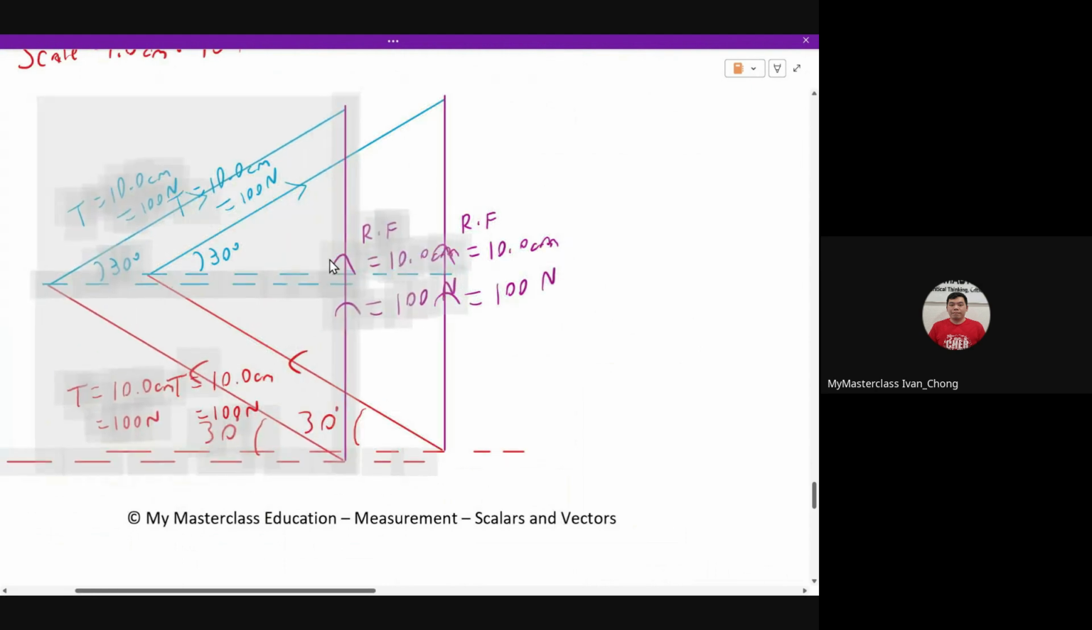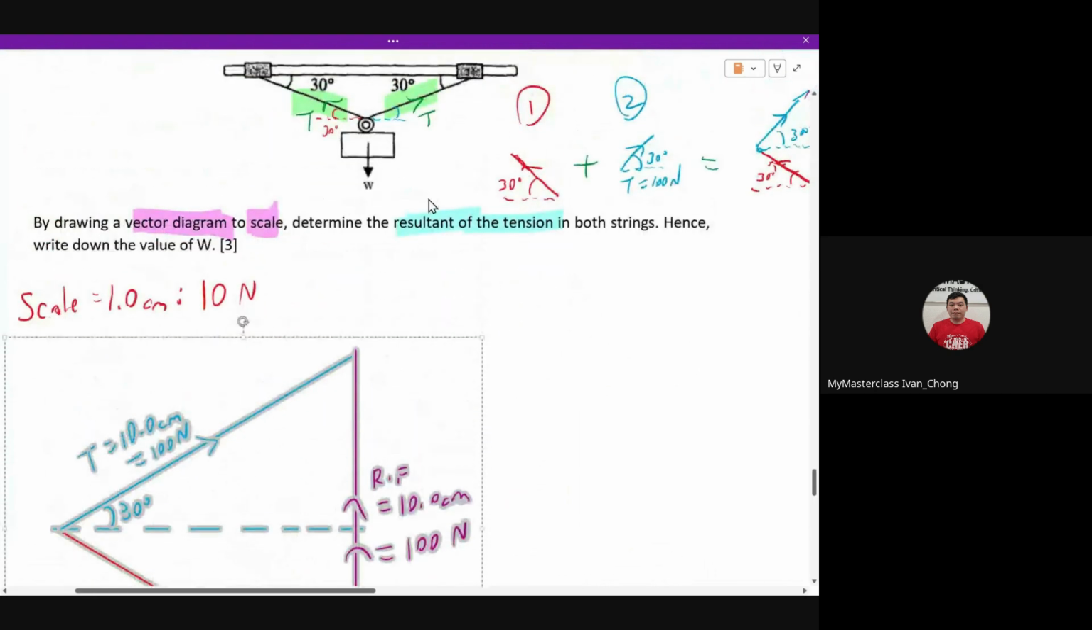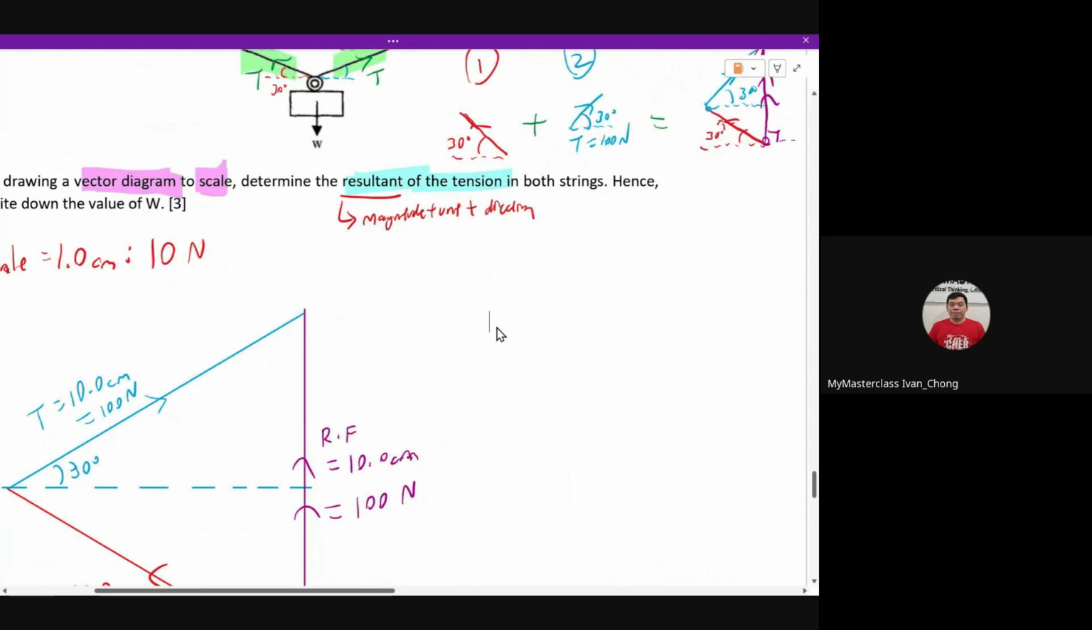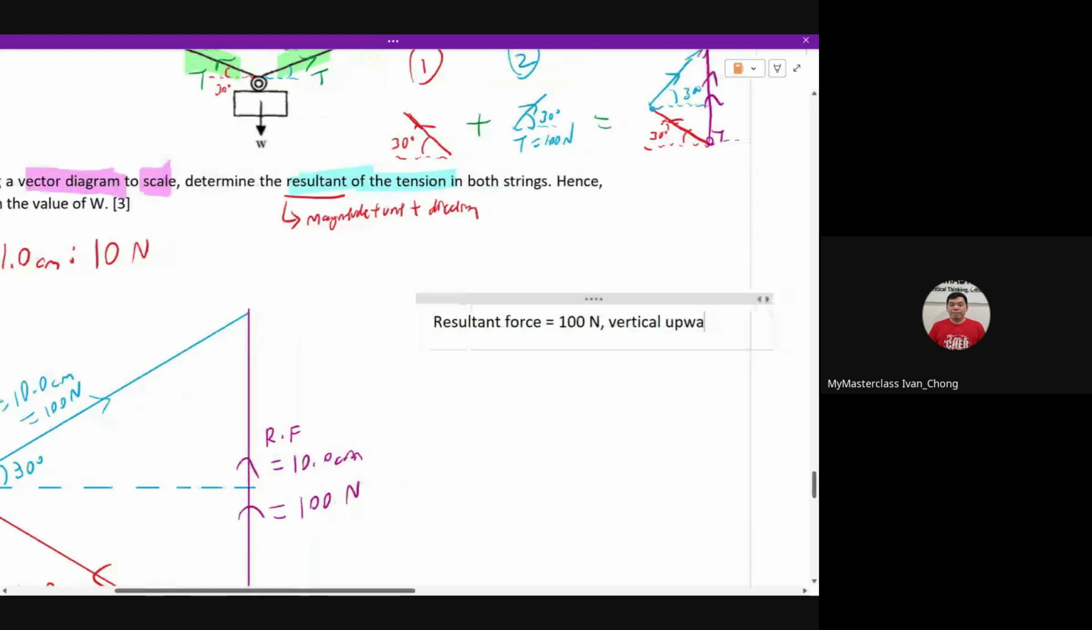So do I need the angle? Yes, because they just tell you to find the resultant. Now, if they just say resultant here, you need to have magnitude, unit, and the direction. Okay, so don't forget to answer the question over here. Next thing you want to write is resultant force equals 100 newtons as well. And you want to say that this is vertically upwards. There's nothing else you can write but just vertically upwards.